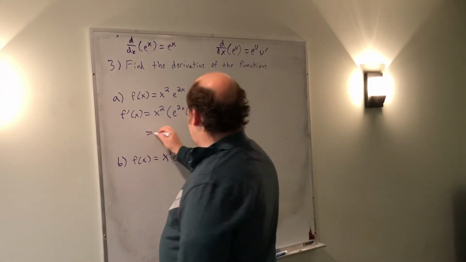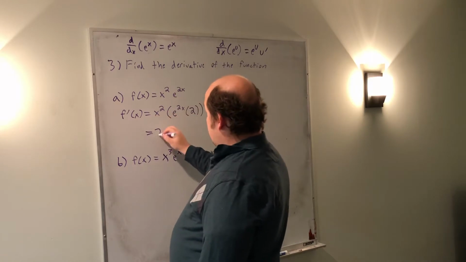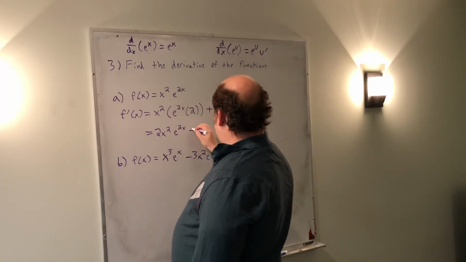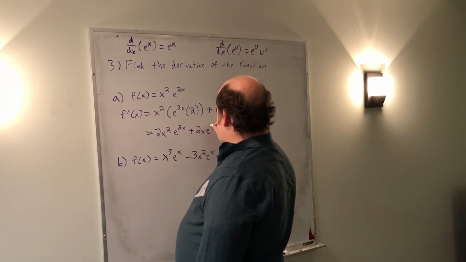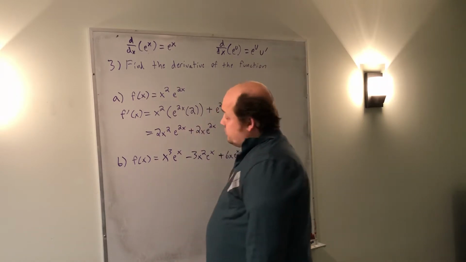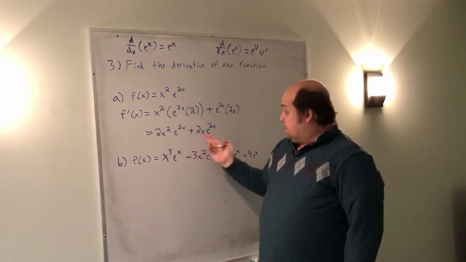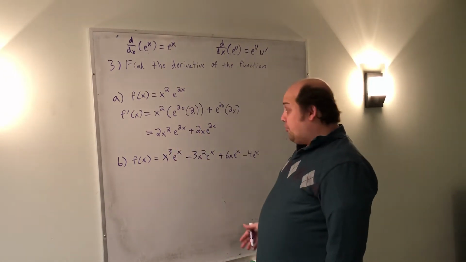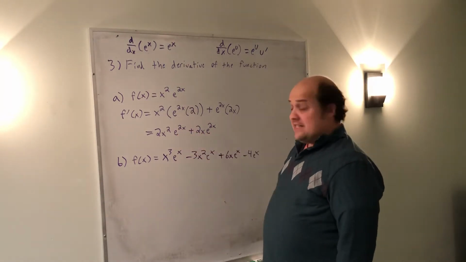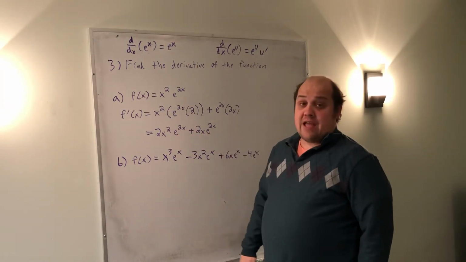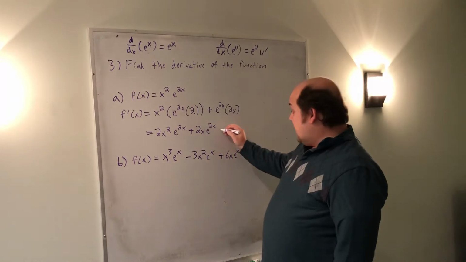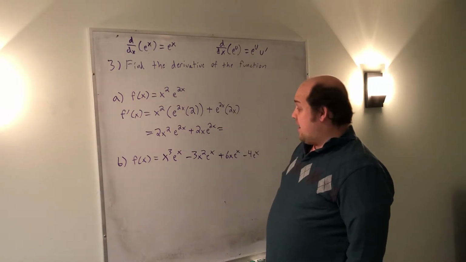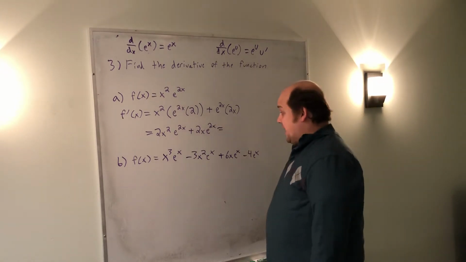As I clean this up, 2 times x squared gives me 2x squared e to the 2x, plus 2x e to the 2x. I would absolutely be fine with you leaving this here if it was on a test for me. I'm pretty sure that Cengage will accept this answer, but if you were to look at how Cengage says the answer should be, they're probably going to factor out a common 2x e to the 2x here.